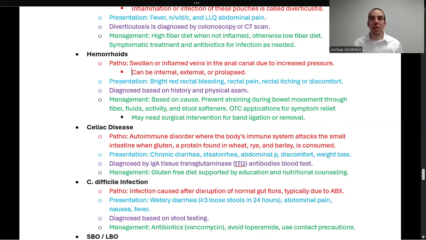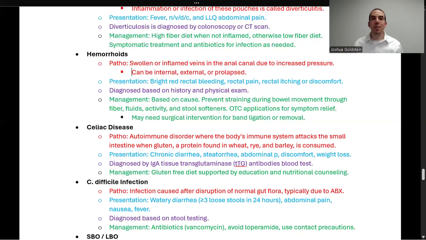Diverticulosis is diagnosed by colonoscopy or by CAT scan, and the management over here is complicated and it's a common test question. These patients should have a high fiber diet to manage it if they have a history of diverticulosis. However, if they're having an acute episode of diverticulitis, then we want them to switch to a low fiber diet. Don't get that confused, because I've seen that in a few different test banks. And then also we're going to treat them symptomatically to resolve their symptoms, whatever it is, the nausea, the vomiting, etc. And finally, if they do have an infection, we're going to give them antibiotics for it.